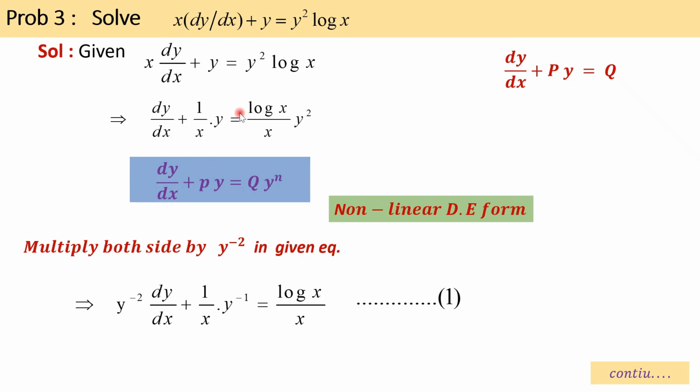Here, the value of q contains a function of x as well as y. This is of non-linear differential equation form. To remove this, take this y square to the left hand side, that is, multiply both sides by y to the power minus 2 in the given equation. Thus we get y to the power minus 2 dy by dx plus 1 by x y to the power minus 1 equals log x by x. Take this as equation 1.